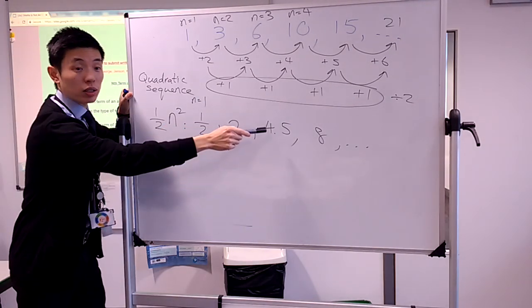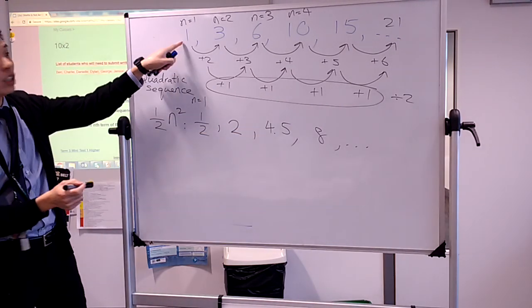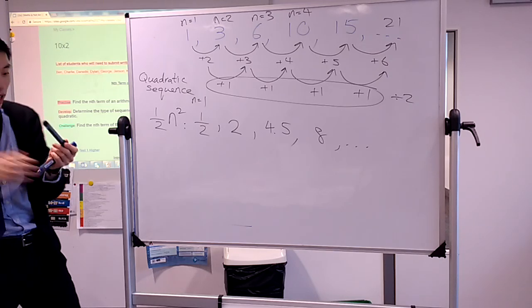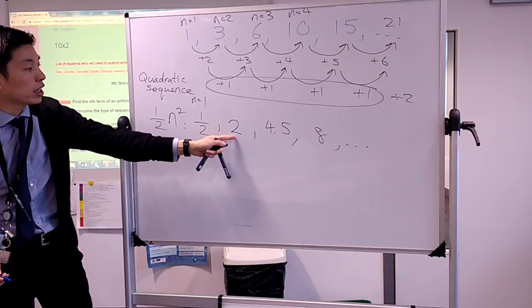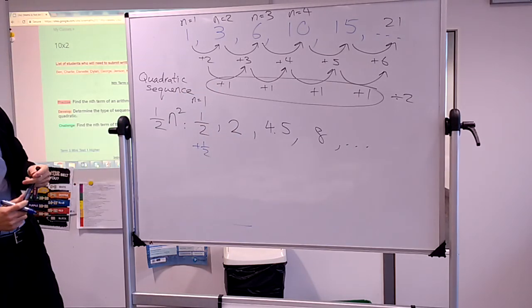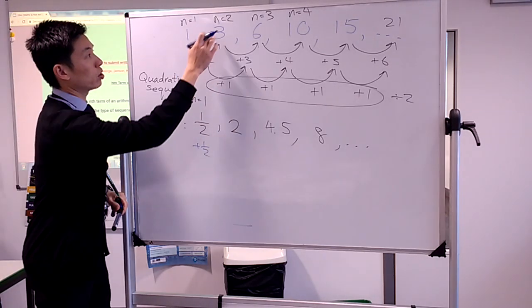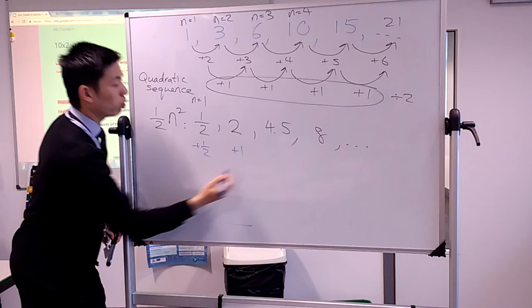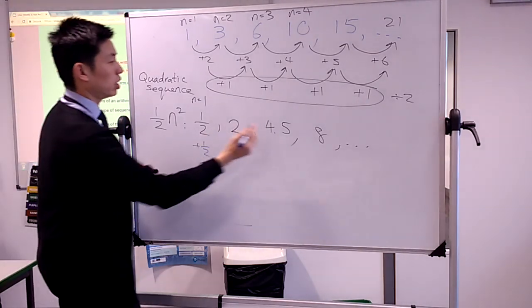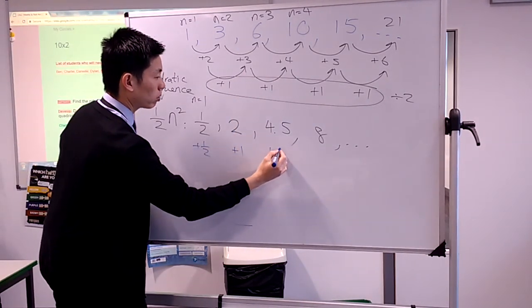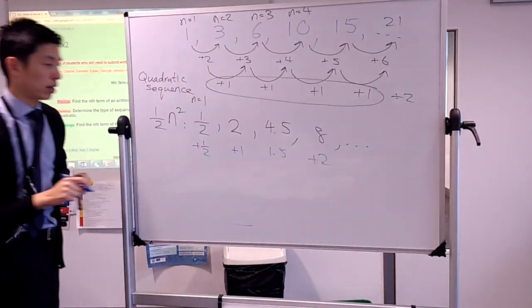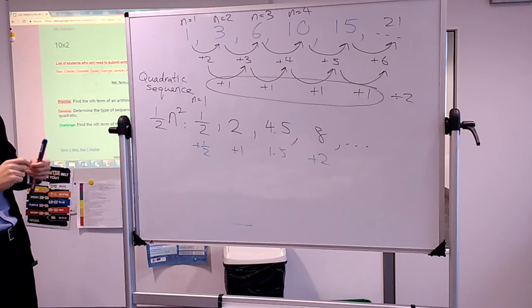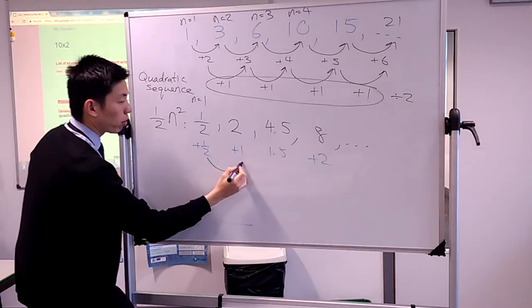So I got this sequence. How much more do I need to get to 1? I need to add a half. How much more do I need to get to that? I need 1 more. And this one I need 1.5 more. And 2. Okay, so now it's going up in 0.5.